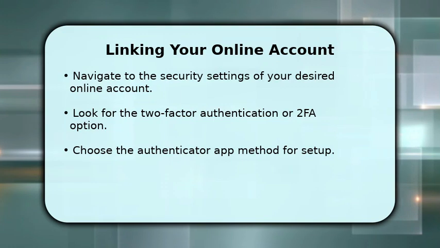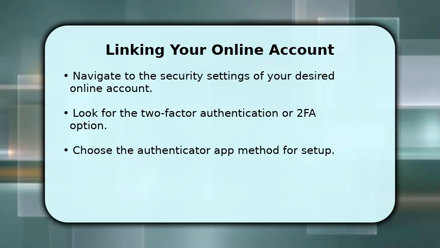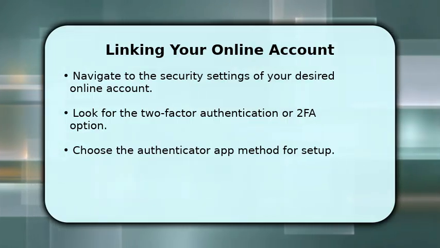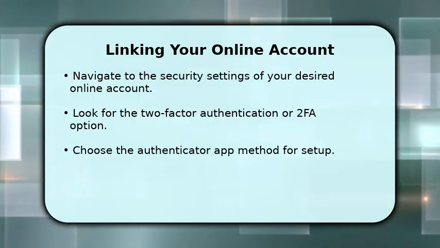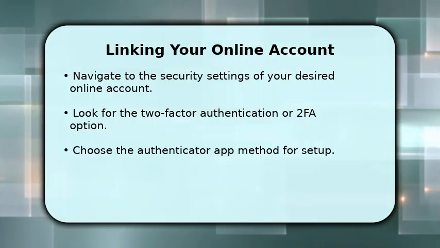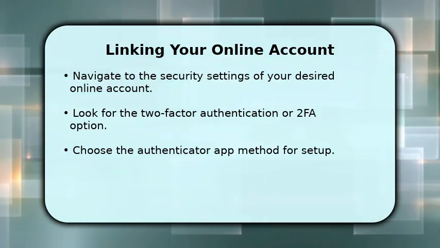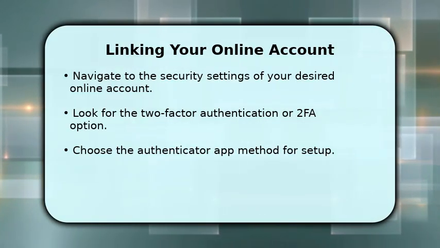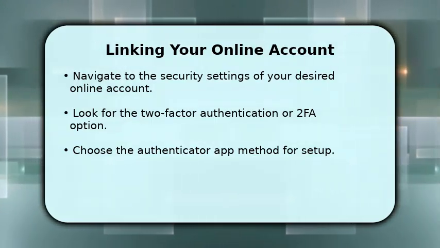Next, log into the online account you wish to secure and find its security settings. Locate the two-factor authentication section, often labeled 2FA. Here, you'll typically see an option to set up an Authenticator app. Selecting this will usually present you with a QR code or a secret key, which are vital for the next step in the activation process.